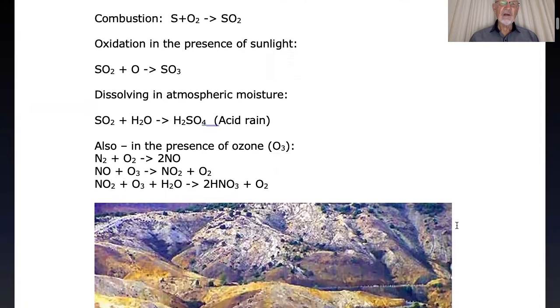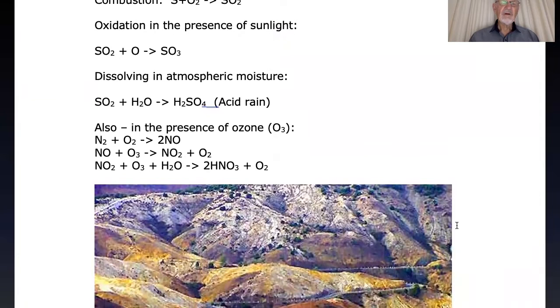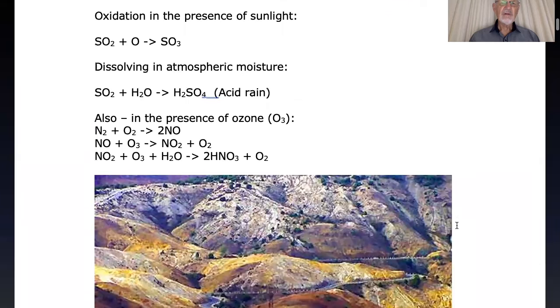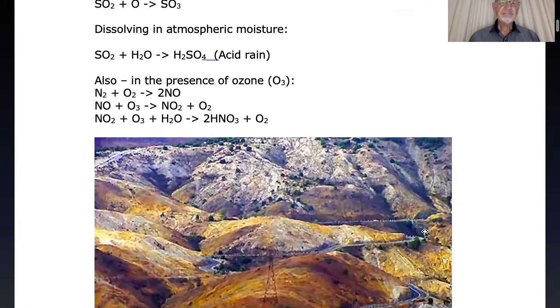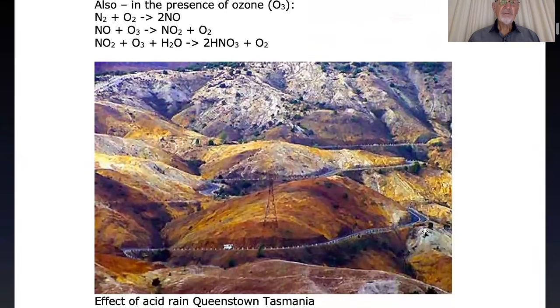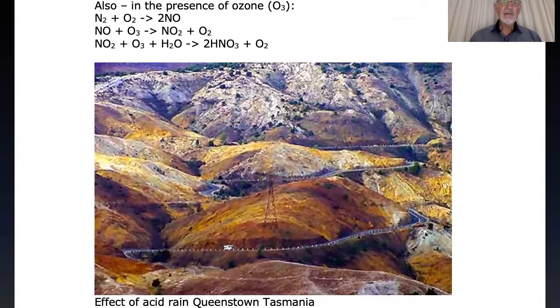And the same sort of thing happens with nitrogen. In the presence of ozone, you get nitric acid. And the effects can be quite dramatic. Round about the turn of last century, in the early part of the 1900s, Queenstown looked like this. In fact, this is a reasonably recent photograph.